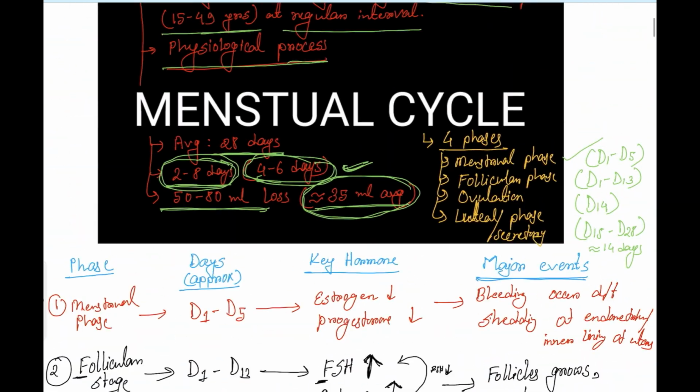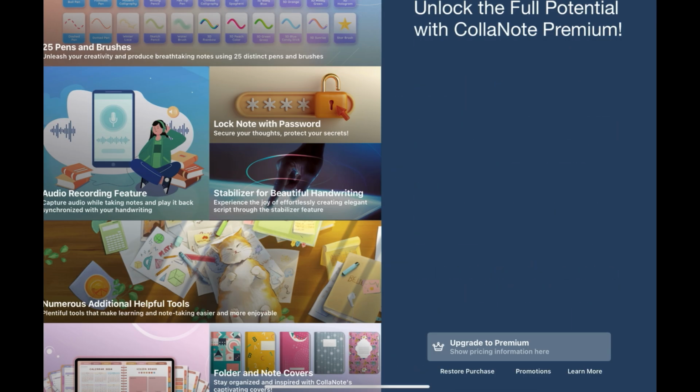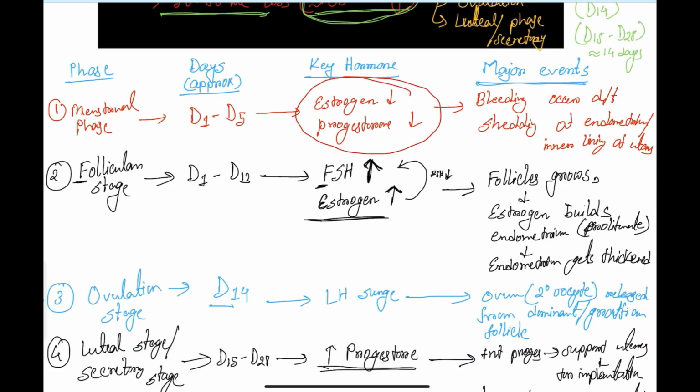Okay, if I ask you first day of menstrual cycle or first day of menstruation corresponds to which hormone level, your answer will be low level of estrogen and low level of progesterone. Why? Because with low estrogen and low progesterone, there will be no one to support the endometrium. As a result, shedding of the endometrium will occur. Hence, bleeding will come through the vagina. So that will be the answer.